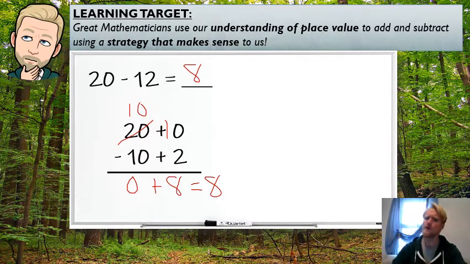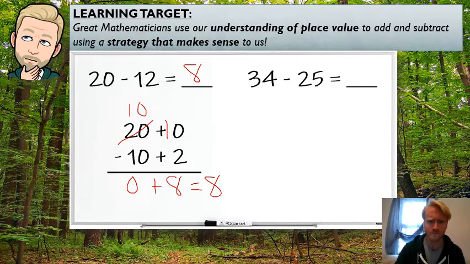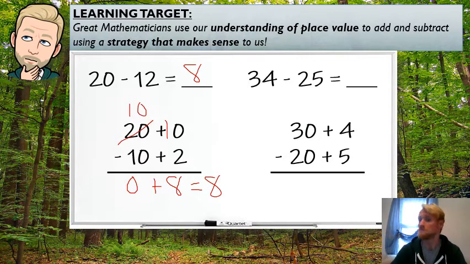All right, let's do one more just for practice, right? So, okay, we have, that looks a bit trickier, 34 minus 25. So, using expanded notation, how can we write out these two numbers in expanded form? Yeah, exactly. 34 becomes 30 plus 4. 25 becomes 20 plus 5. All right, so let's subtract.